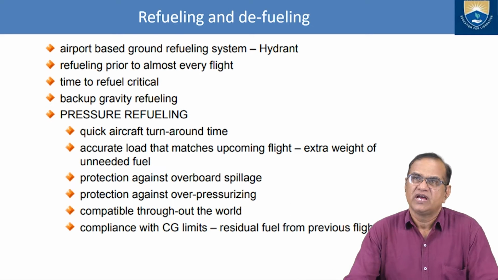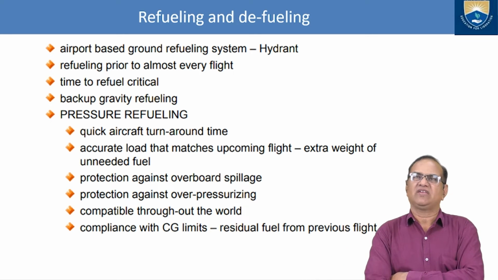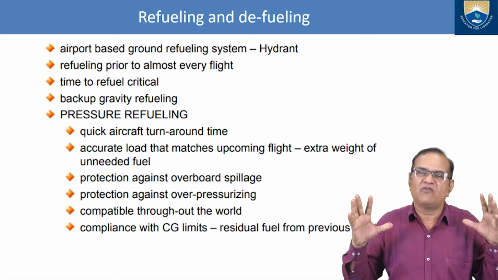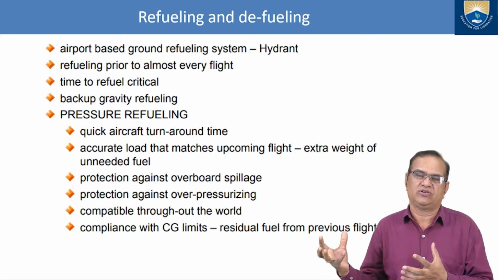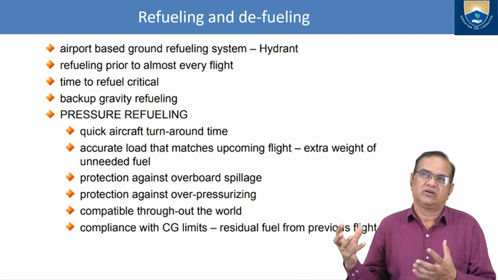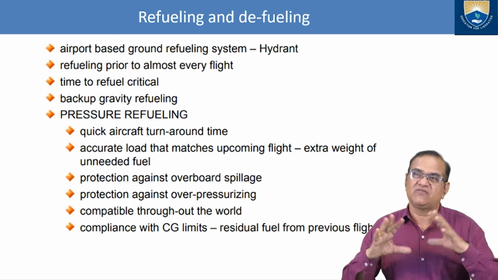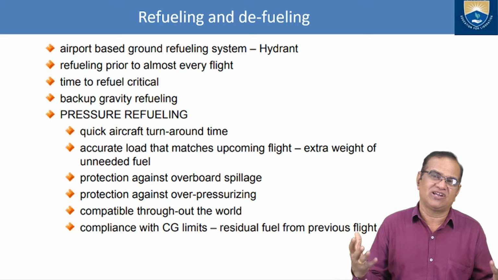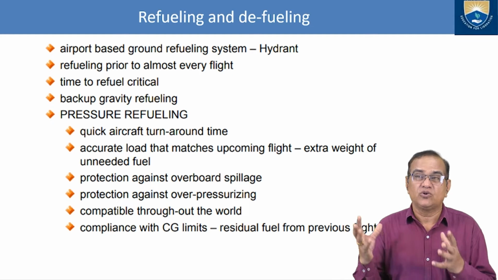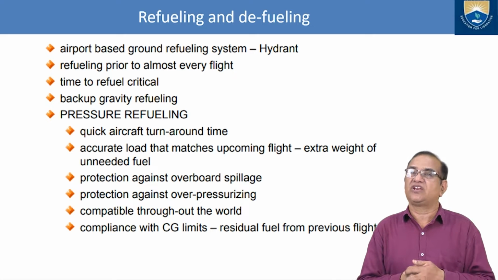Now, refueling and defueling of the system. As I told earlier also, for every flight we have to fill our fuel tank. These fuel tanks are filled by a ground truck. These trucks are called Bowsers. Bowsers are filled with fuel, maybe jet fuel or gasoline or anything. And from the Bowser we are putting the fuel inside the fuel tank. This is called refueling.